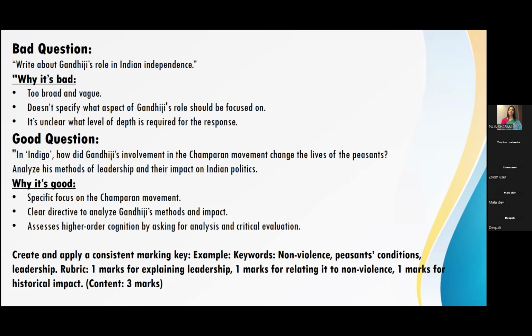The moment you change the question and you mention something: in Indigo, how did Gandhiji's involvement in the Champaran movement change the lives of peasants? So analyze his methods of leadership and their impact on Indian politics. Now, in this question, we have given him 2-3 clues. One is we're talking about the Champaran movement, but the chapter talks about that movement only. Also, we have asked the child to focus on the leadership of Gandhiji and how it impacted Indian politics. Now, the child will have a very clear idea in his mind of what the expectation of the examiner is and how he should write his answer.